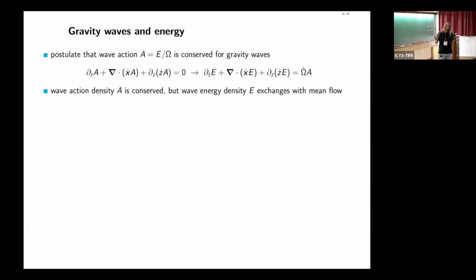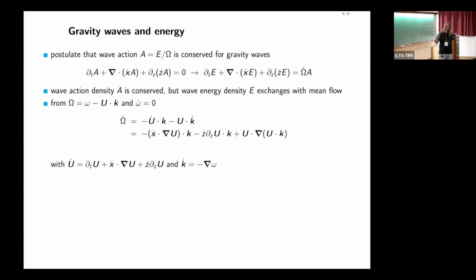Okay, so we have these two relations, right? Energy, action conservation and the energy equation, which is not conserved. And there's the omega dot, and we can calculate the omega dot from the dispersion relation, with intrinsic frequency and extrinsic frequency. If you take the dot of capital omega, small omega, you have the dot of minus u times k. With the product u, we get this. And of course, the u dot looks like this.